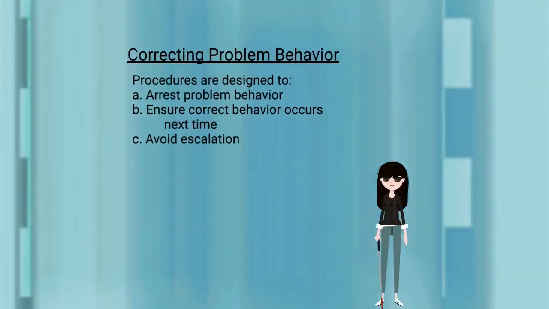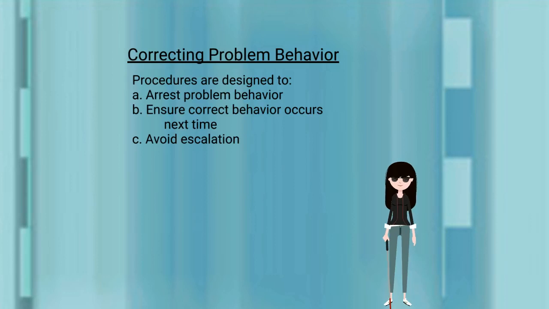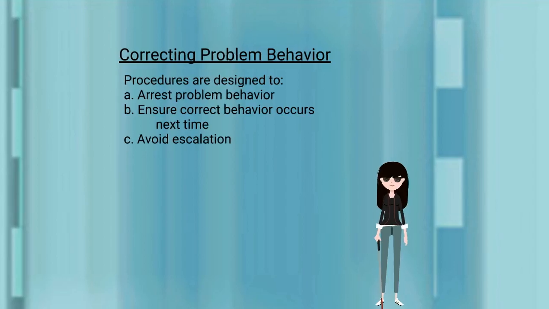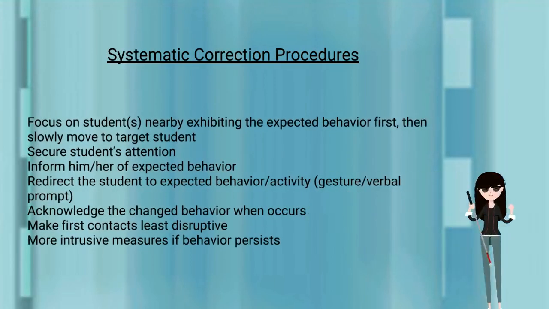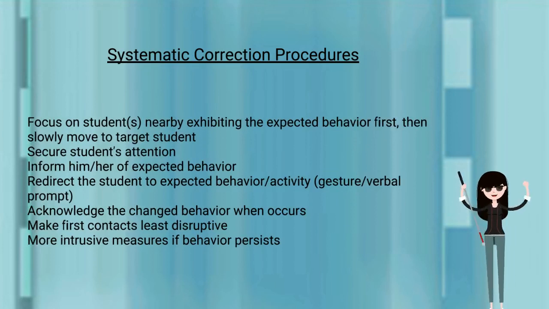Procedures are designed to arrest problem behavior, ensure correct behavior occurs next time, and avoid escalation. Focus on students nearby exhibiting the expected behavior first, then slowly move to the target student. Secure the student's attention, inform him or her of expected behavior, and redirect the student to the expected behavior or activity. Acknowledge the changed behavior when it occurs.